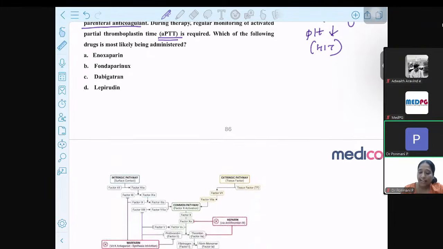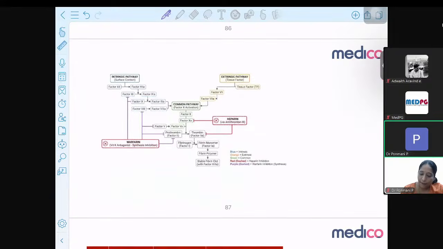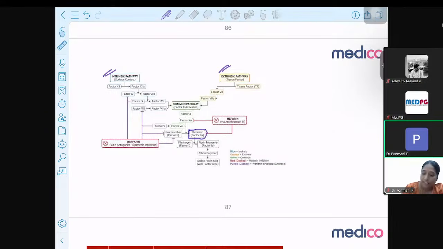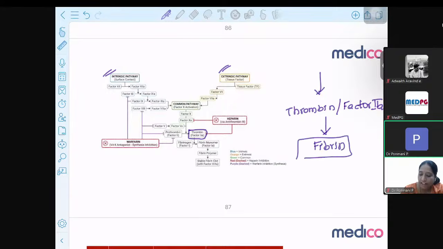So we need to look at what heparin does. So what is heparin doing? We know about the coagulation pathway. We know there is something called the intrinsic pathway, and there is something called the extrinsic pathway. Both pathways culminate in the production of thrombin. This thrombin is called factor 2A. This is the end point. It helps in the formation of thrombin. What is thrombin going to do? Thrombin helps in the formation of fibrin from fibrinogen.